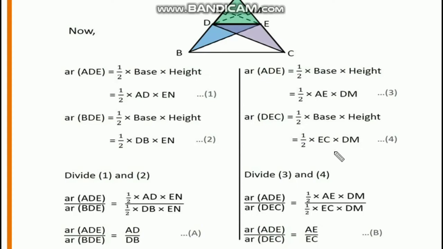Then divide 3 and 4. If we divide, you will get AE divided by EC, because here DM will be cancelled, because that is a common height. So see here, first we got the ratio AD and DB. The next ratio is AE and EC. Actually, we need to prove that the ratios are equal. Okay.